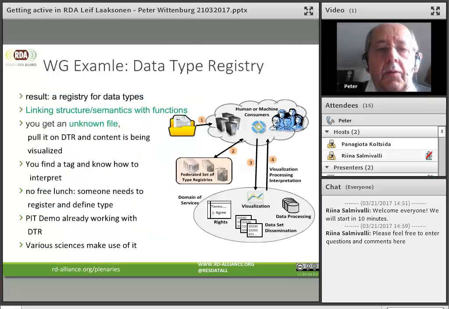Then let me see. So another example is the data type registry. That was a group where you also have some software which you can use, and of course RDA is not about maintaining software. RDA is about maintaining specifications. But it's always good if there are some people around this that also create software that implements these specifications. So the data type registry is already being used by a couple of people, and the basic idea of a data type registry is nothing else than relating types, and I will say a few words about what a type is, relating types with functions, operations.